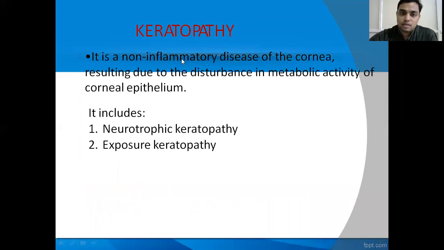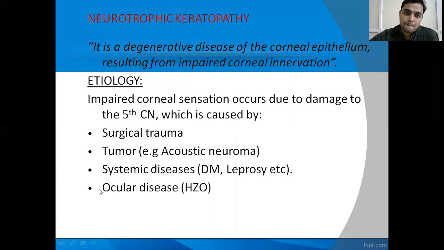So coming to the last topic, that is keratopathies. What is keratopathy? First, you have to remember that keratopathy is a non-inflammatory disease of the cornea resulting due to disturbance in the metabolic activity of the corneal epithelium. Because of the disturbance in the metabolic activity of the corneal epithelium, that leads to keratopathies. Here, there is no inflammation involved. This includes neurotropic keratopathy and exposure keratopathy.